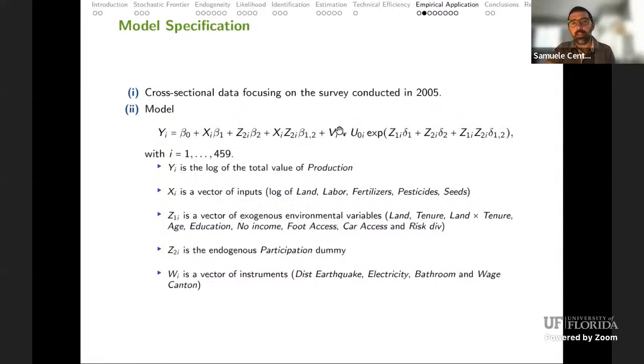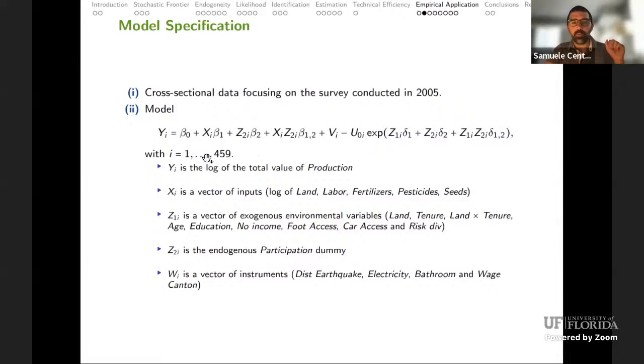And then you have the stochastic component, you have the inefficiency component, and the scale function G is taken to be the exponential function, and the exponential function contains other variables, which are the Z1, the treatment variable, and then again, it includes the interaction between the treatment variable and all the other variables.